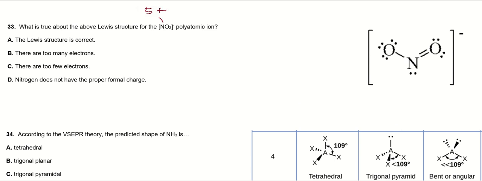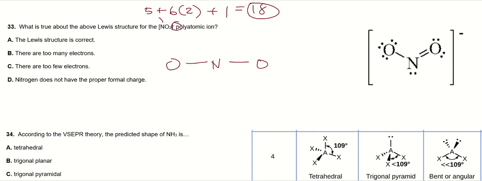5 plus 6 times 2 plus 1, get that one negative charge, right? So let's see, 6 times 3 is 18. All right, nitrogen goes in the center. It's less electronegative. Let's put the two oxygens around it, make a bonding pair between the two. That's going to use up 4 of our electrons. We're down to 14. 2, 4, 6. 2, 4, 6. That's 12. We have 2 left. Put them on the nitrogen.